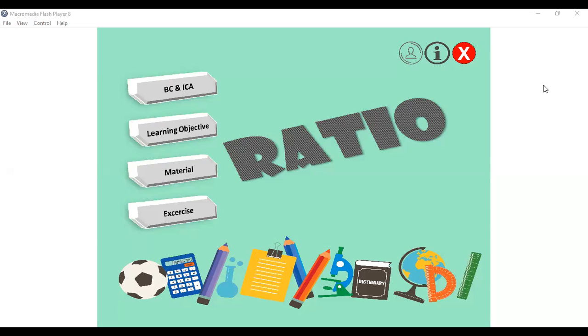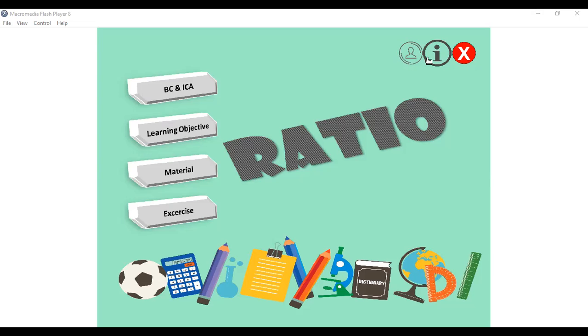In this video, I will explain about my Macromedia product. The topic is ratio for 8th grade. When opening the product, it will immediately display the main menu consisting of basic competencies and indicators of competency assessment, learning objective, material, and exercise. There are also exit button, information button, and profile.